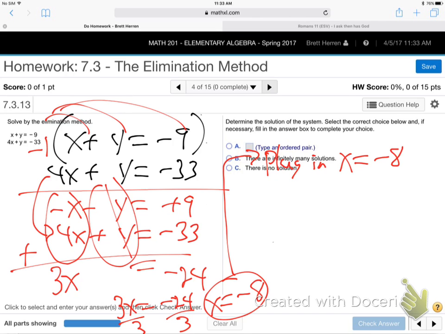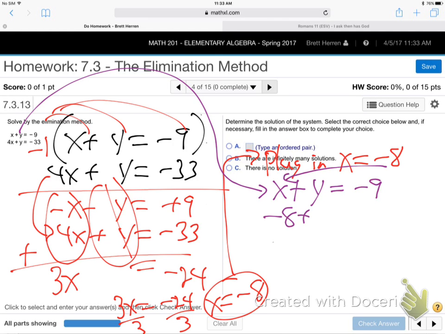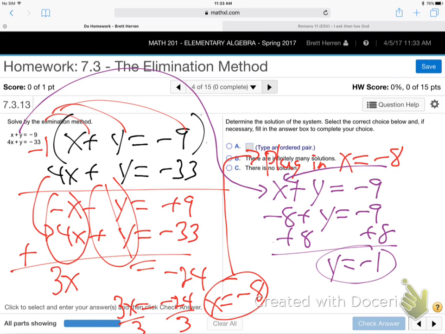Where do you plug it in? Really, literally anywhere you want. Any of those four equations will work. Just plug it in anywhere you want. They're all good. I'll just grab the first one, what I usually do. Just grab the first one and say, okay, x plus y is minus 9. Plug that in. Minus 8 plus y is minus 9. Add 8. y is minus 1. So the answer is negative 8, negative 1, x y. There we go. Yeah. Question.